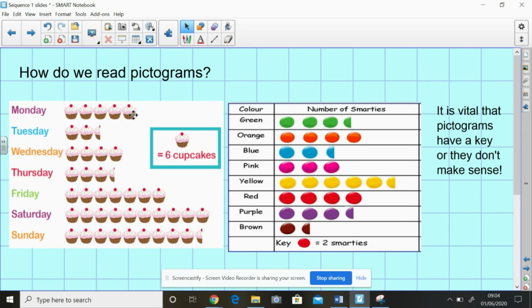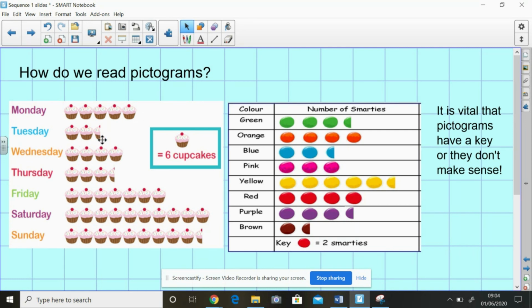However, that is wrong because on pictograms you will always have a key. And this key says that 1 cupcake equals 6 cupcakes. So this is 6, 6, 6, 6, and 6. So we need to count 6, 12, 18, 24, and 30. So there were 30 cupcakes eaten on Monday and not 5. Okay. Now look at Tuesday.